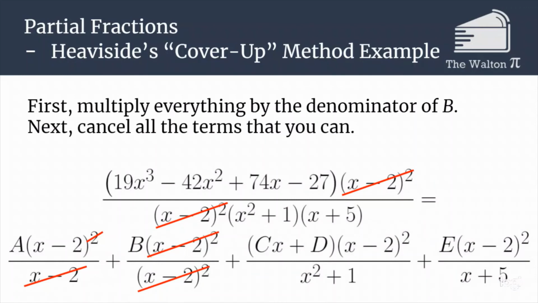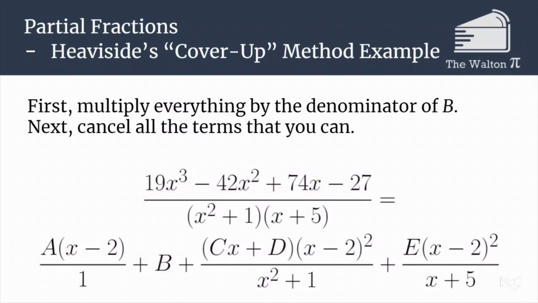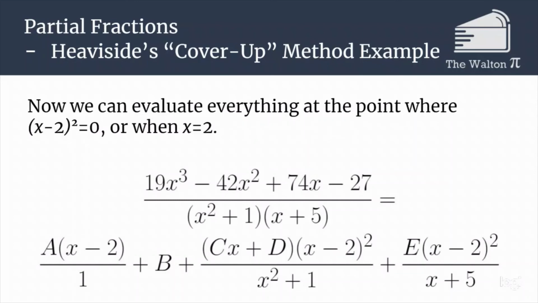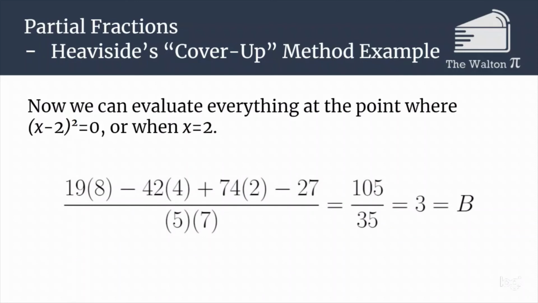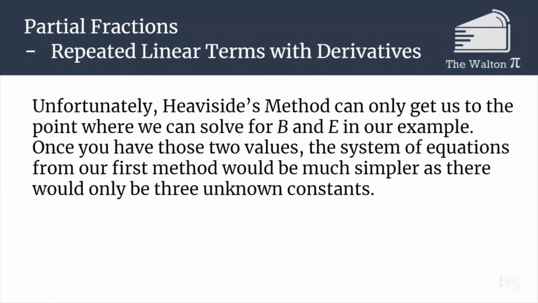Notice that with our a over x minus 2 term, part of the numerator got canceled out. So the x minus 2 squared over x minus 2 now just becomes an x minus 2 in the numerator. So once we've simplified a little bit, we can then evaluate everything when x minus 2 squared is 0, or in other words, when x equals 2. So a whole bunch of stuff is going to go to 0, and we are able to evaluate this and see that b is equal to 3.